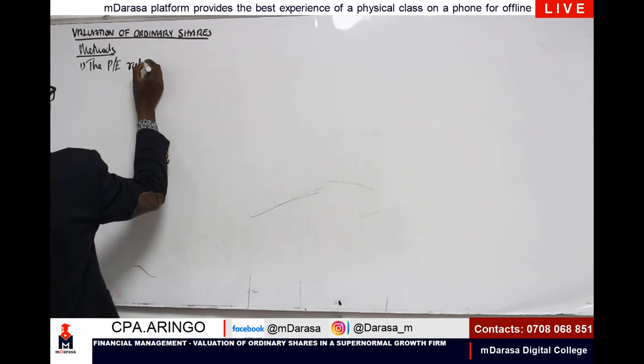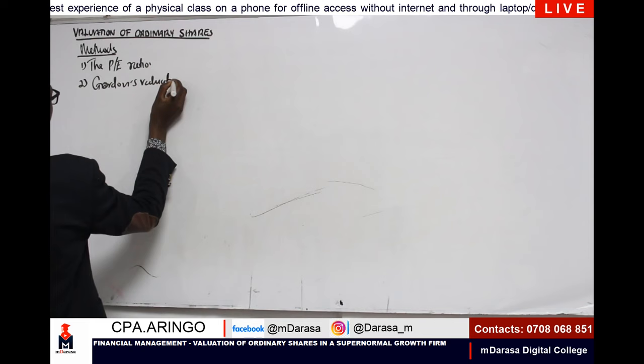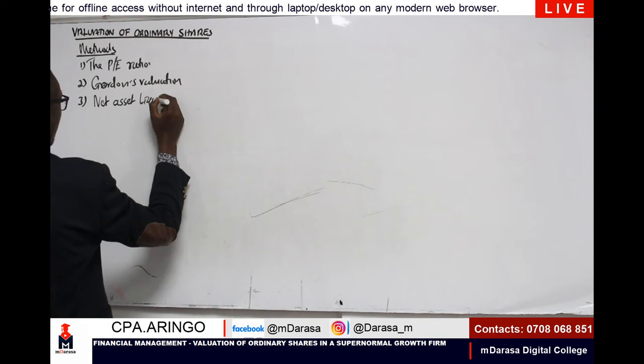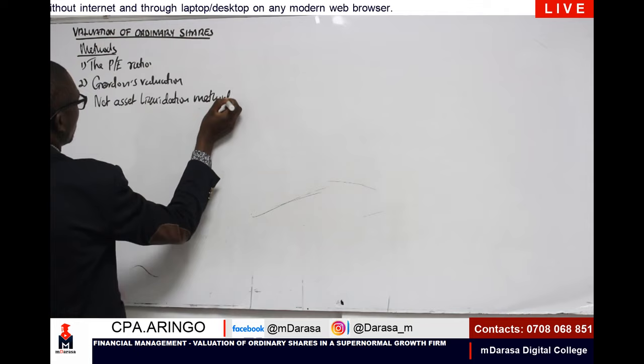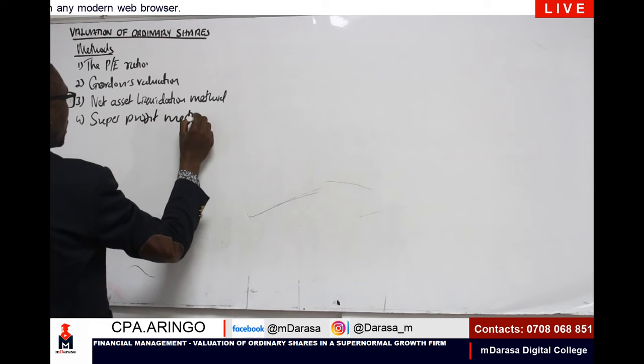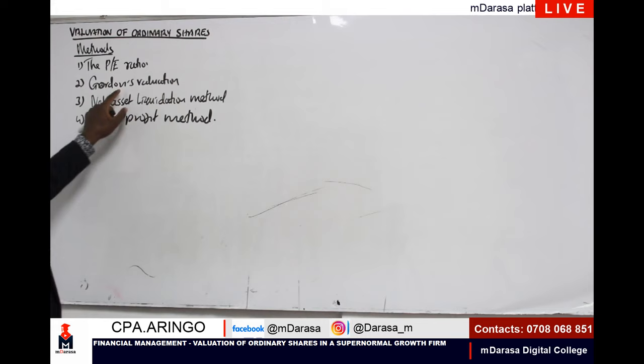We looked at this. Number two, we normally tend to talk of Gordon's valuation method. Number three, the net asset liquidation method. Number four, the super profits method. These are some of the common methods that we normally tend to use in valuing our ordinary shares. Our focus today will be on number two, Gordon's valuation method. That is where our focus will be.